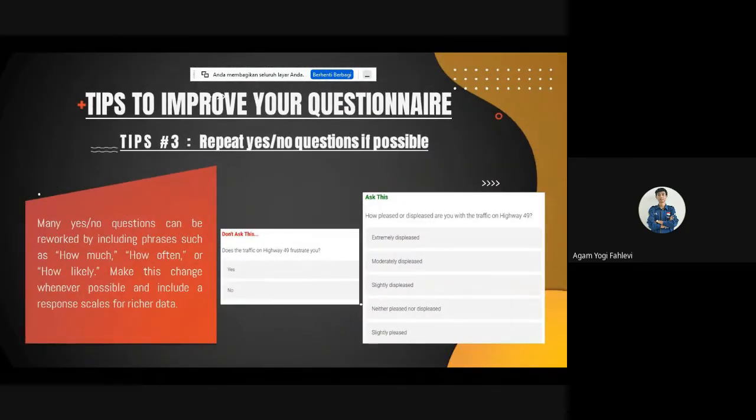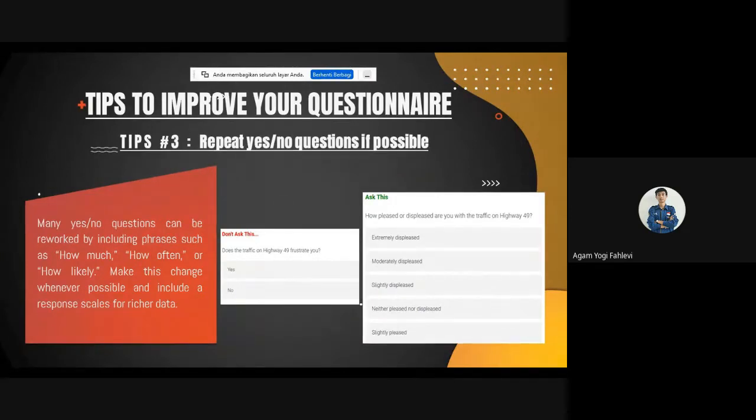Now, tip 3. Rework yes or no questions if possible. Many yes or no questions can be reworked by including phrases such as how much, how often, or how likely. Make these changes whenever possible and include response scales for research data.